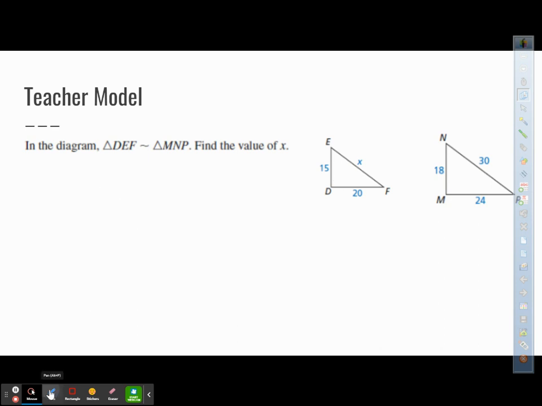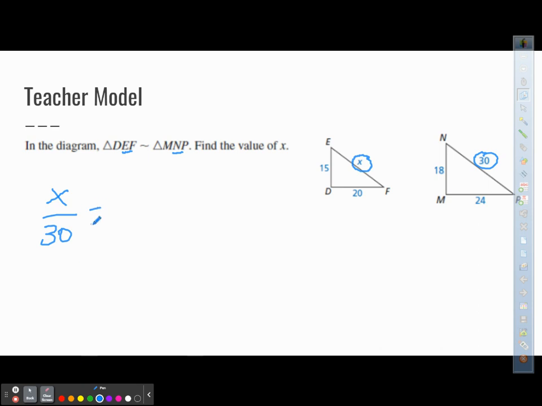So let me show you what I'm talking about. Okay, so find the side that's X. That's this side here, which is EF. And then find the side that EF corresponds with over here. Well, from the similarity statement, EF corresponds to NP. And NP is 30. So my first ratio would be X over 30.